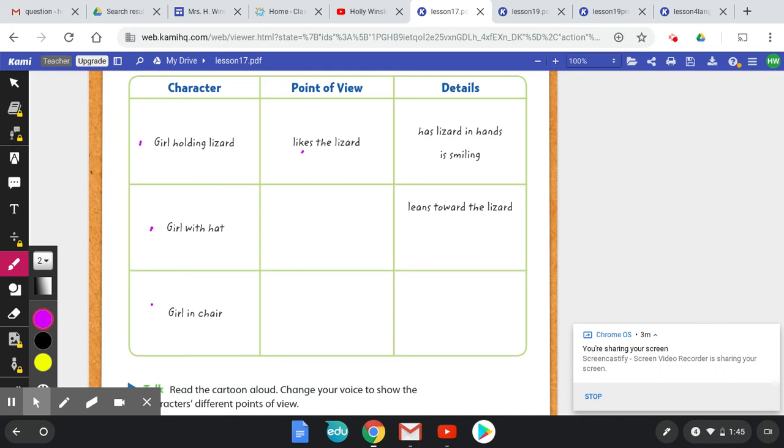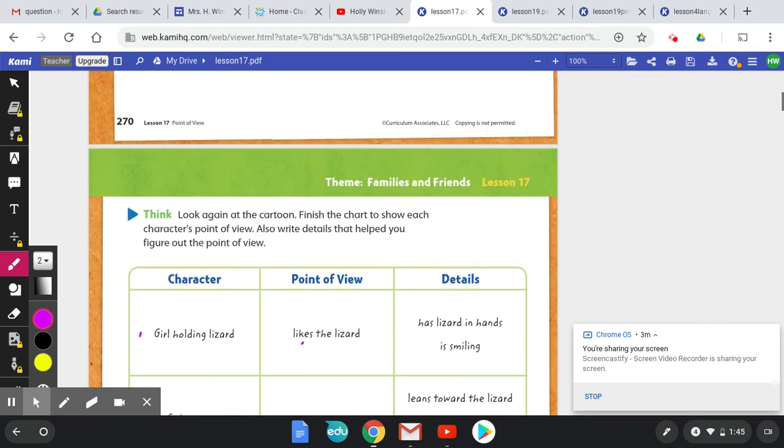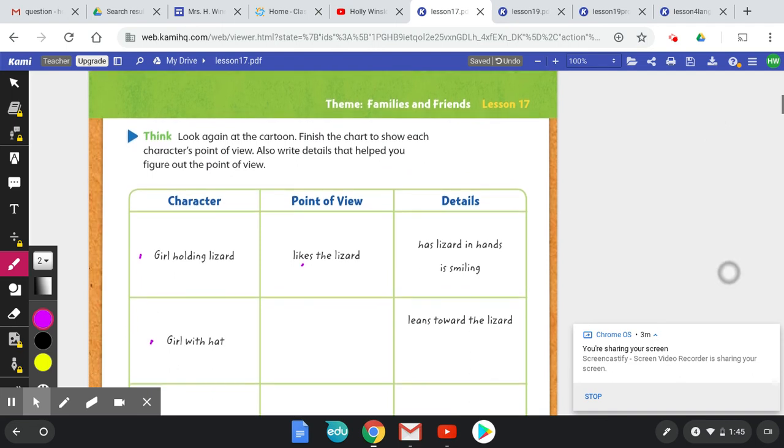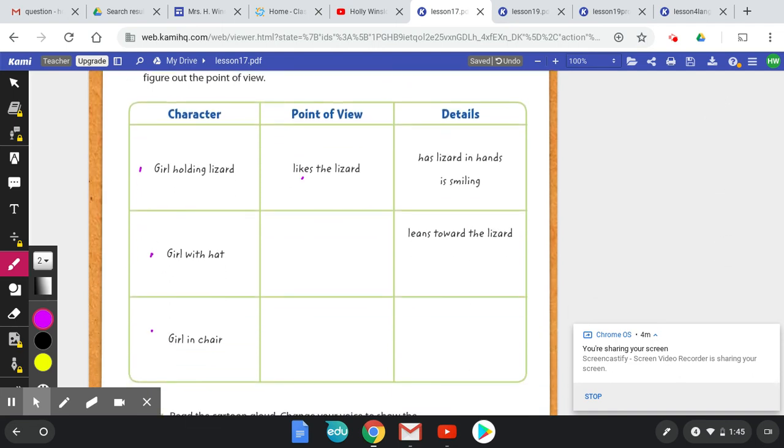So now go to the second row. It says girl with the hat. So if you go back and look at the girl with the hat, that's the middle one. What is her point of view? Now it gives you the details. It says the details: she leans toward the lizard. So if she's leaning towards the lizard, what's her point of view? So you should have put that she likes the lizard.